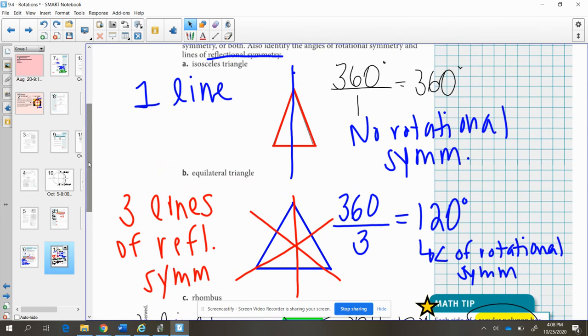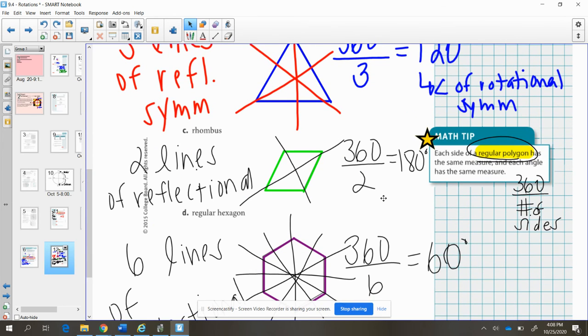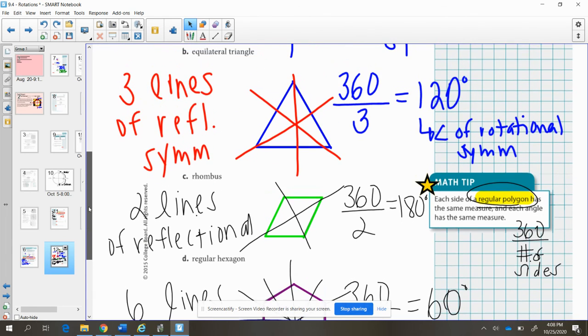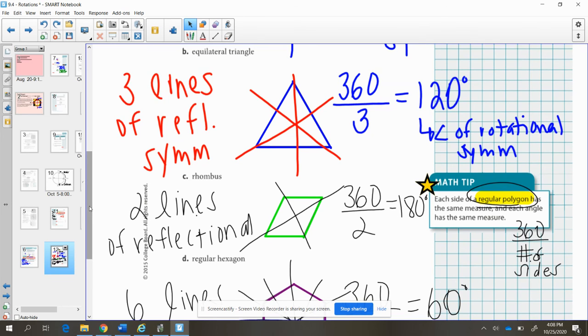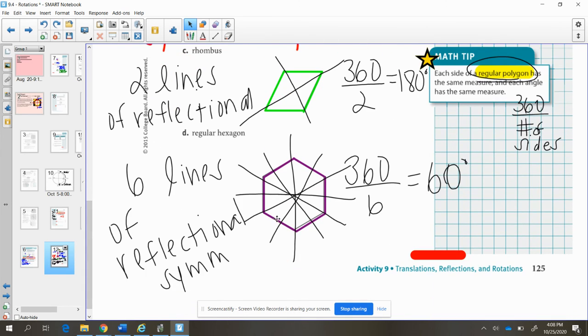For the isosceles triangle or the rhombus, which are not regular because they do not have the same size sides and angles all the way around, in this case the angles are different sizes, so you had to really check for the number of turns in order to figure out what your angle of rotational symmetry is. So it's a really nice shortcut when they tell you something is a regular polygon or equilateral.